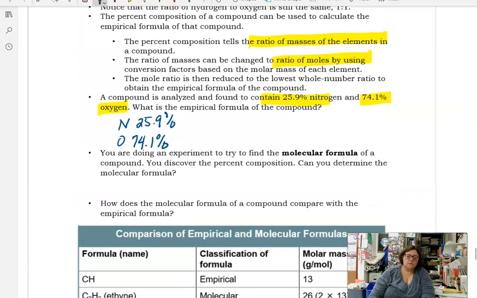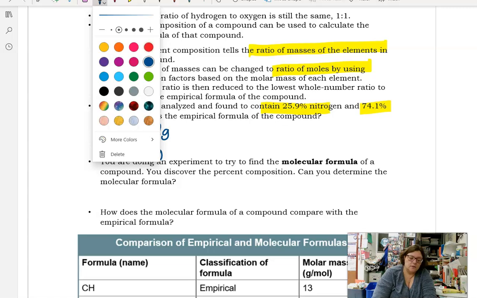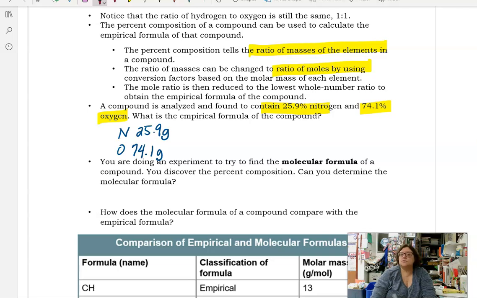So in this first one, we're given percents. So we need to change those percents to mass. Now watch carefully. This is a very, very difficult process. Change percent to mass. Now, the next step, I'm going to use a different color for the next step. Mass to moles. How do I change grams to moles? Look at your mole map. If you said divide by molar mass, I'm going to divide by the molar mass.